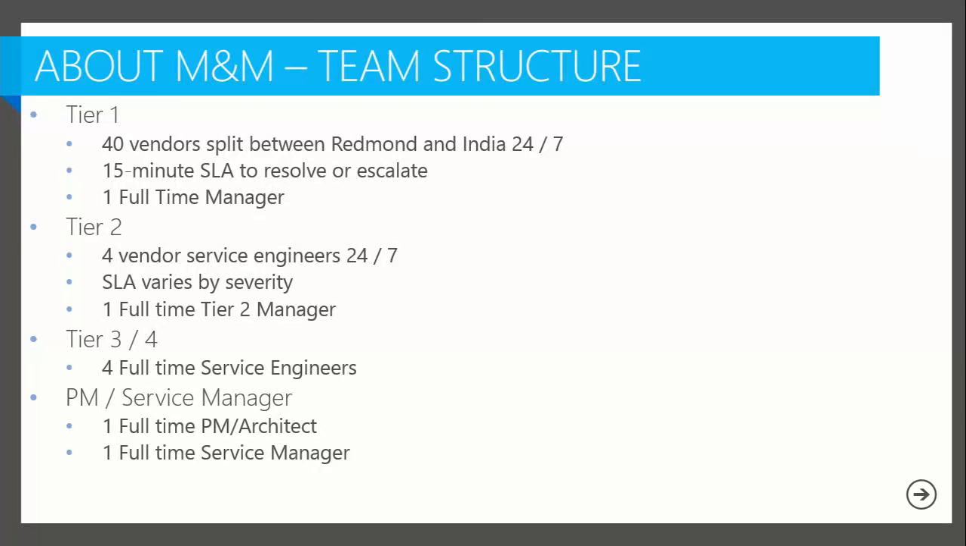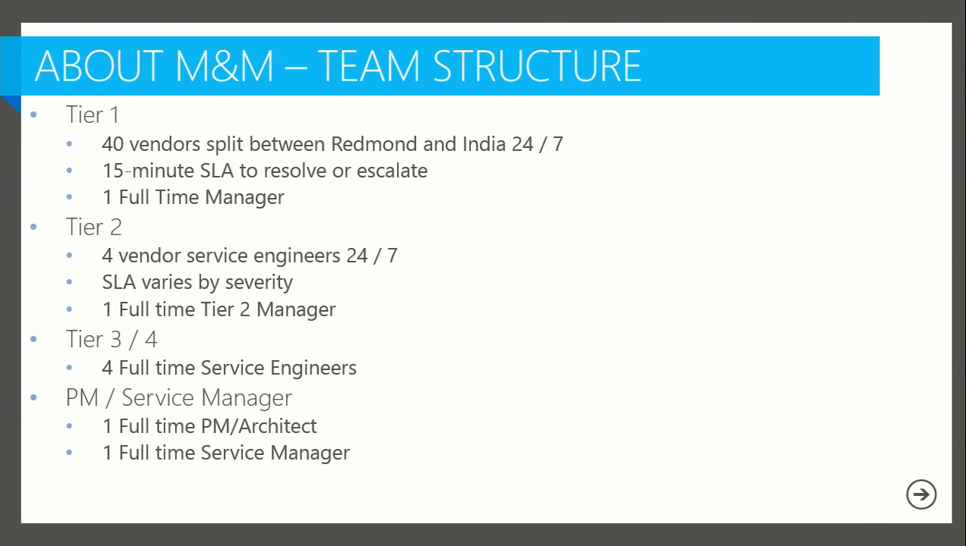A little bit more about our team. In order to run a service of our size, we require a Tier 1 team that's dedicated to first-touch incident resolution or escalation. This team has a 15-minute SLA in which any incident that hits their queue, they attempt to resolve or escalate. They resolve based on a troubleshooting guide provided by our partners. There's about 40 vendors on this team split between Redmond and India to achieve a 24/7 service.